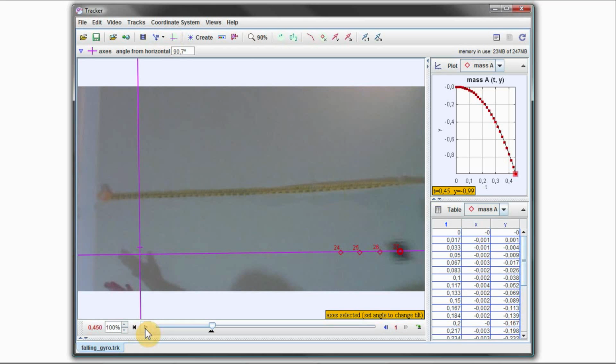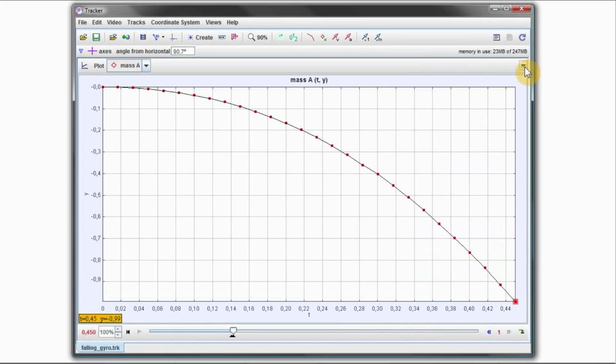27 frames were used to track the motion, placing the marker on the expected center of mass. In some frames, the gyroscope image was blurry and the center of mass had to be roughly estimated. 0.45 seconds of movement was tracked, corresponding to a fall of approximately 99 centimeters.